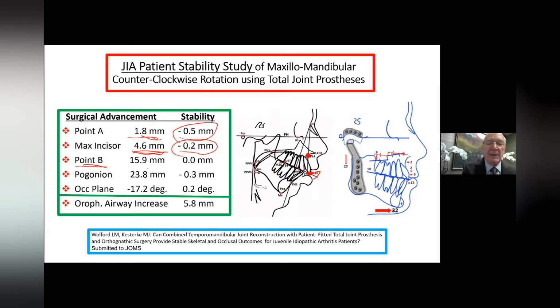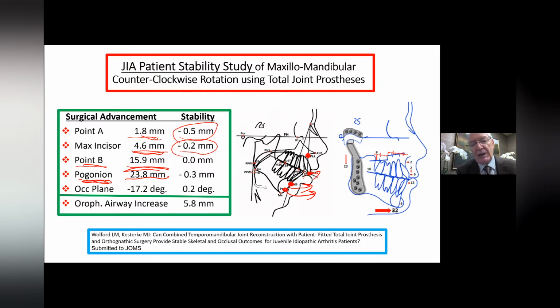Point B, it advanced almost 16 millimeters. So this is point B right here. So it advanced forward 16 millimeters. And then the other big area of change is pogonion. That's the chin point right here, and it advanced almost 24 millimeters forward. That's almost an inch that the lower jaw was brought forward.